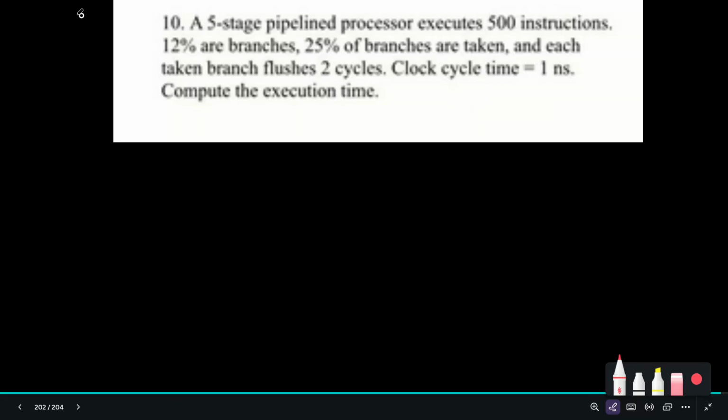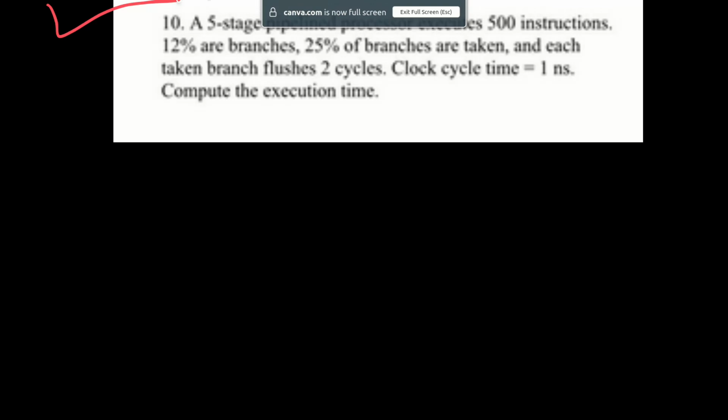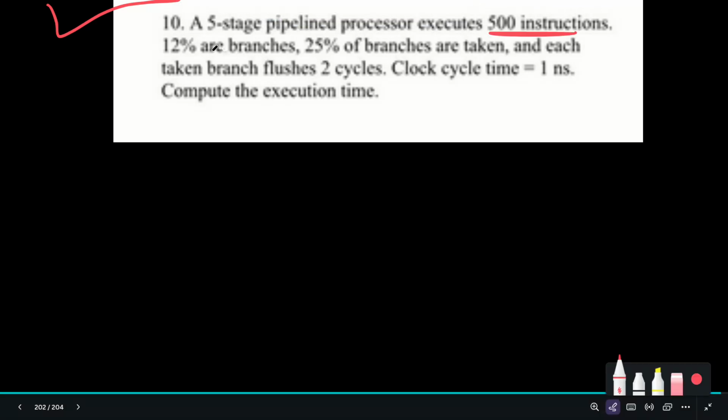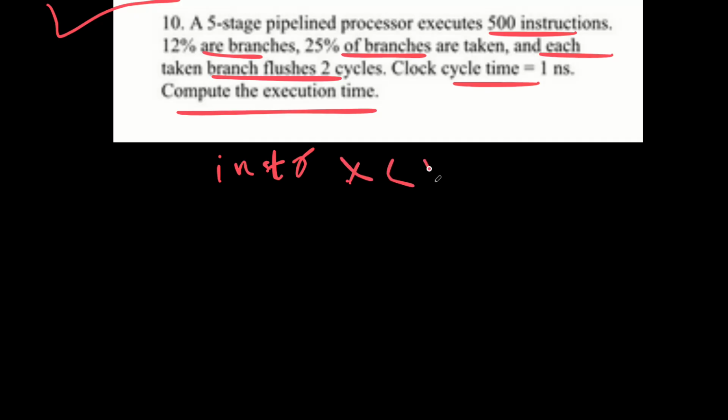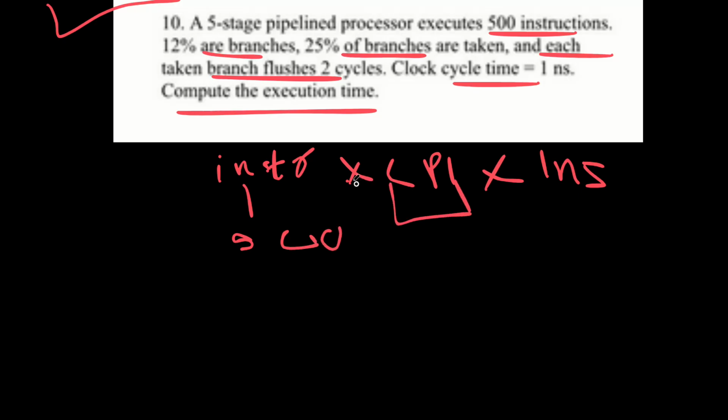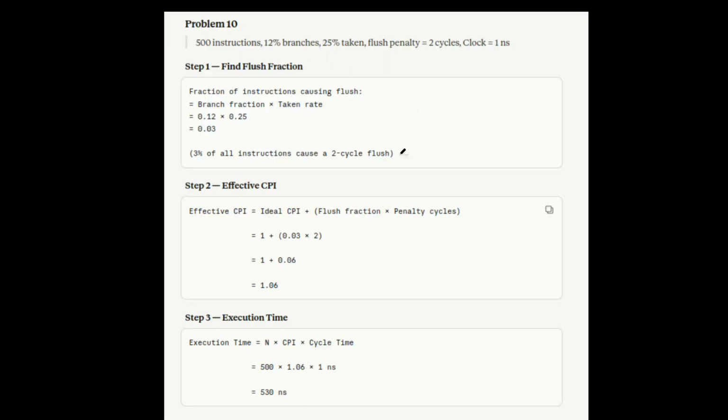Okay, now let's do this question. This is kind of important. A 5-stage pipeline processor executes 500 instructions, 12 branches, 25 of the branches are taken, and each taken branch flushes 2 cycles. Clock cycle time is given. Compute the execution time. Execution time, we know, is the total number of instructions into CPI into clock cycle time, which is given as 1 nanosecond. Instructions is given as 500. We have to calculate the CPI. CPI would be the ideal CPI plus the branch penalty: 12 branches, 25 of these branches are taken, and each of these costs 2 cycles. So how do we calculate this?